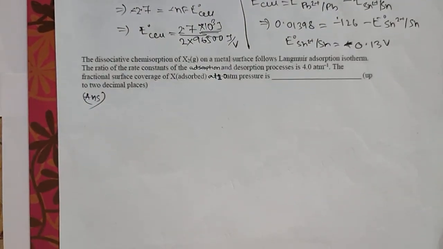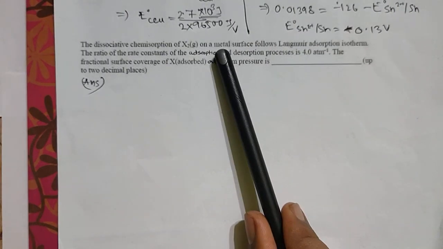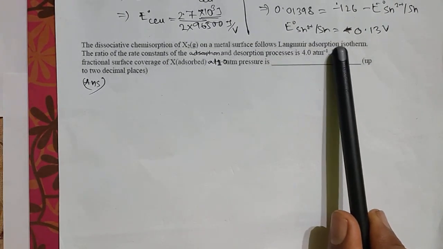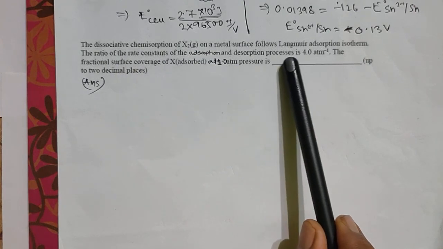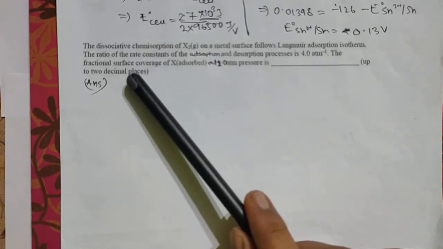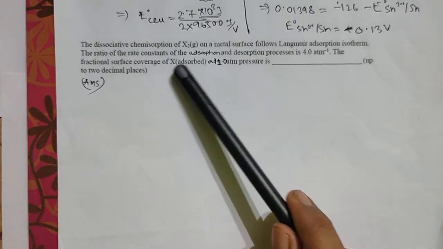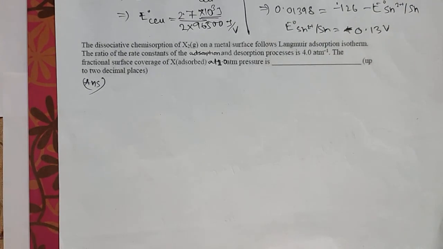Then the next problem. The dissociative chemisorption of X2 on a metal surface follows the Langmuir adsorption isotherm. The ratio of the rate constants of the adsorption and desorption processes is 4 atmosphere inverse. The fractional surface coverage of X at 1 atmosphere is asked.